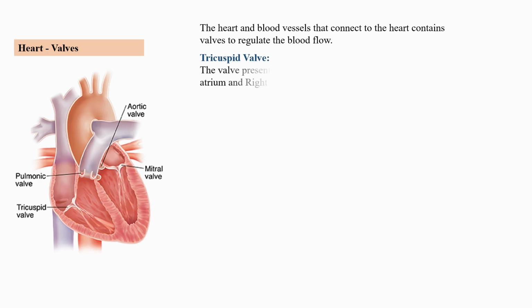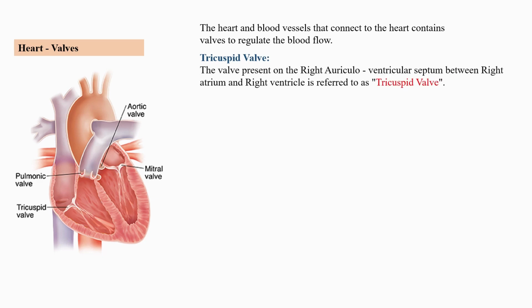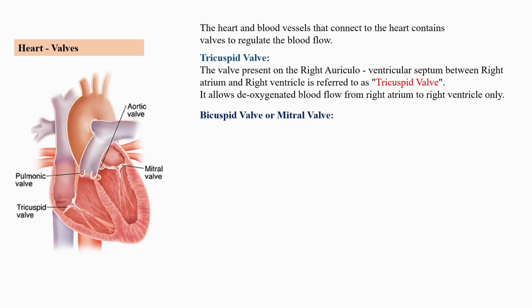Tricuspid valve. The valve present on the right auriculoventricular septum between the right atrium and right ventricle is referred to as the tricuspid valve. It allows deoxygenated blood to flow from the right atrium to the right ventricle only.